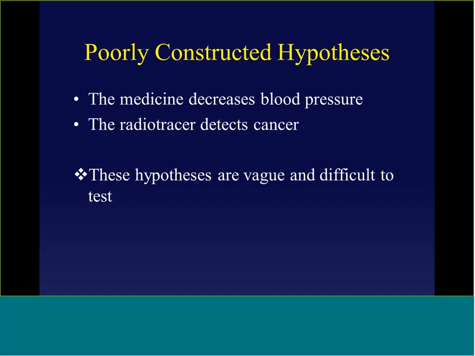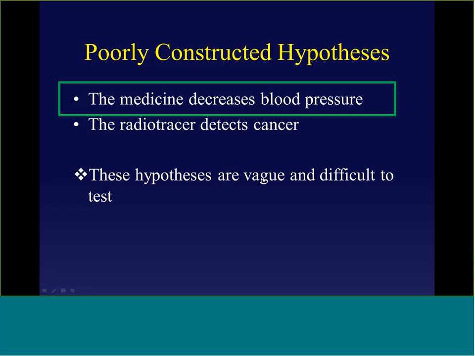Shown here are what I would consider two poorly constructed hypotheses. For example, the medication decreases blood pressure, and the radiotracer detects cancer. I would say that these hypotheses are vague and very difficult to explicitly test. One can test them, but in doing so, one would have to refine these hypotheses further before they become immediately testable. I'll give you a few examples of some of those in a moment.